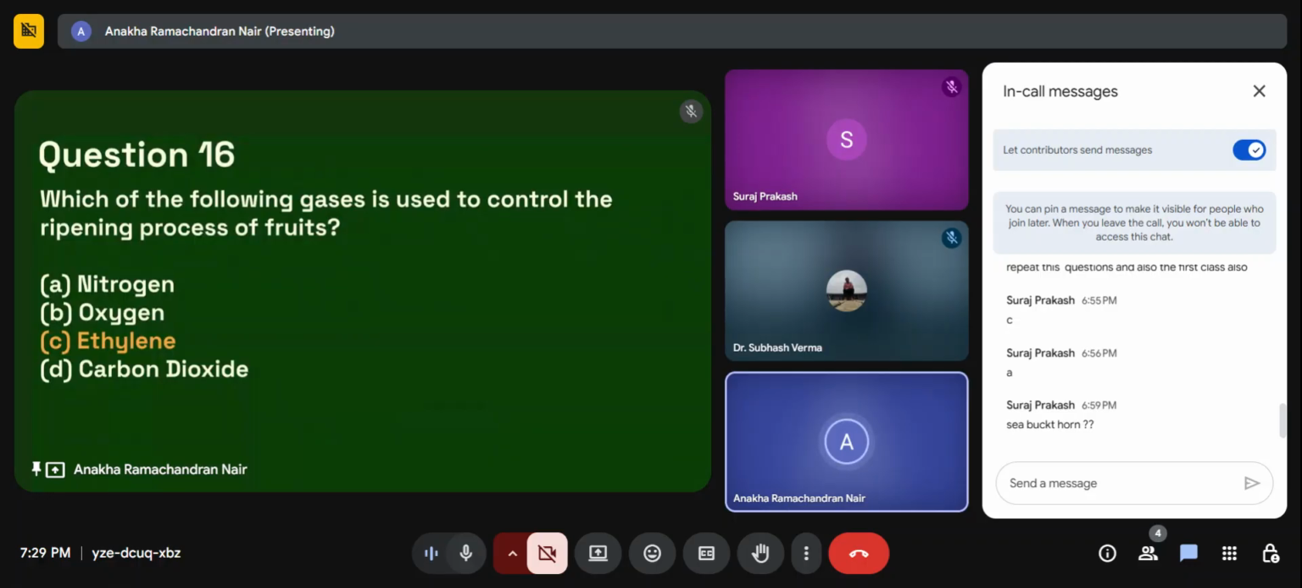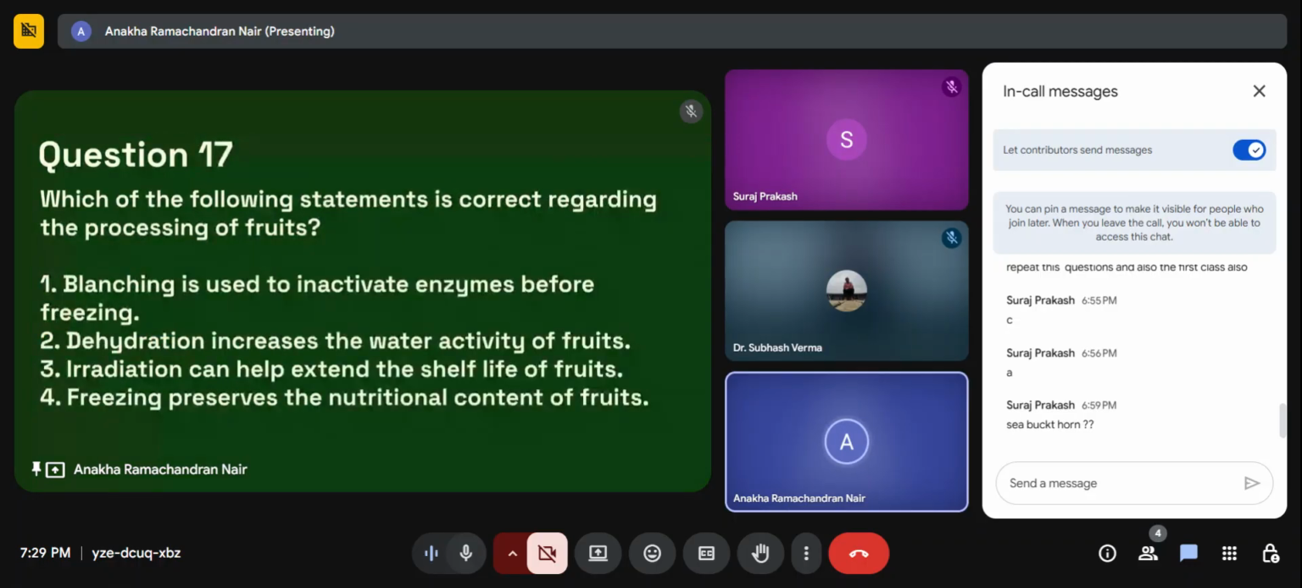Question number 17 is, which of the following statement is correct regarding the processing of fruits? There are four options. Blanching is used to inactivate enzymes before freezing. Dehydration increases the water activity of fruits. Irradiation can help extend the shelf life of fruits, and freezing preserves the nutritional content of the fruits. So let's see what the answer is. From the past few questions, you will know that freezing does preserve the nutritional content of the fruits.